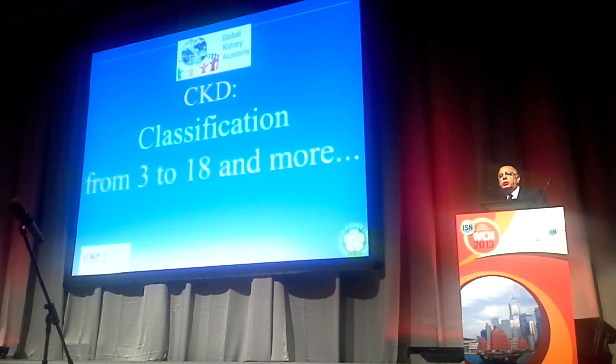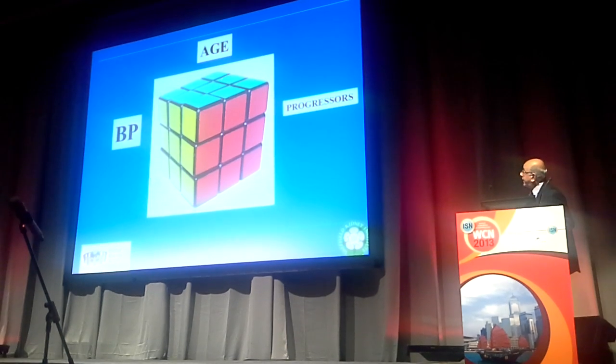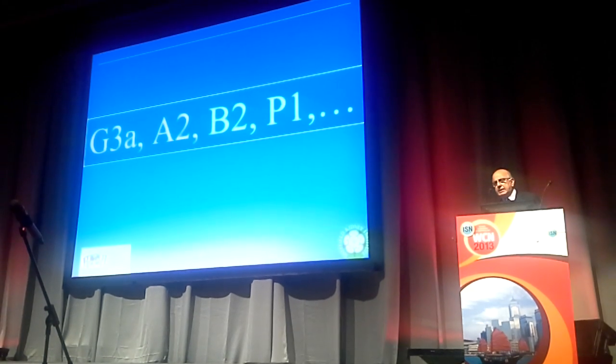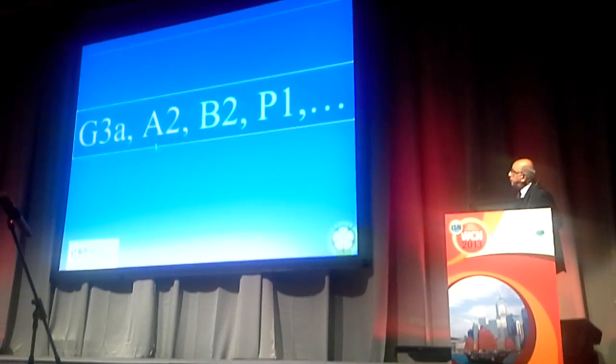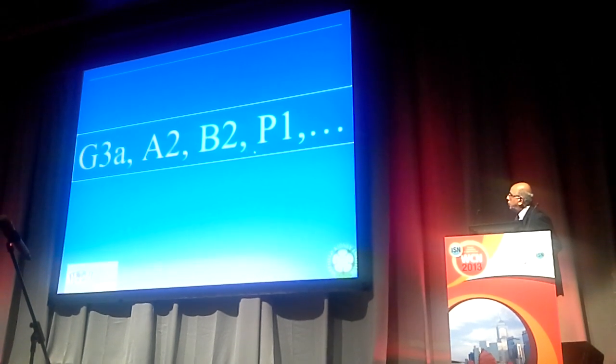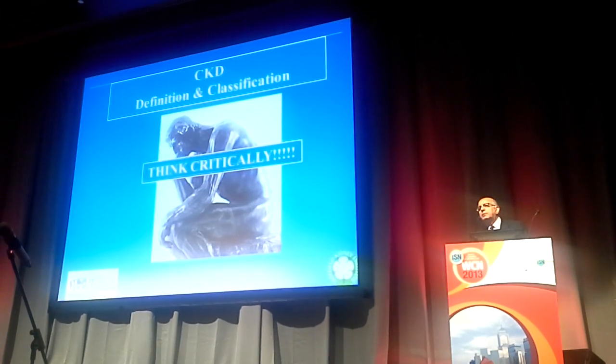And conceivably, we could add more, because there's very little doubt that age is a factor, blood pressure is a factor, and the trajectory and the course, progressors or non-progressors, also are important in defining the course and the prognosis of a patient with CKD. So we could end up with somebody who is G3A, A2, blood pressure controlled or otherwise, progressor or non-progressor, and so on. And it's just stretching the argument.